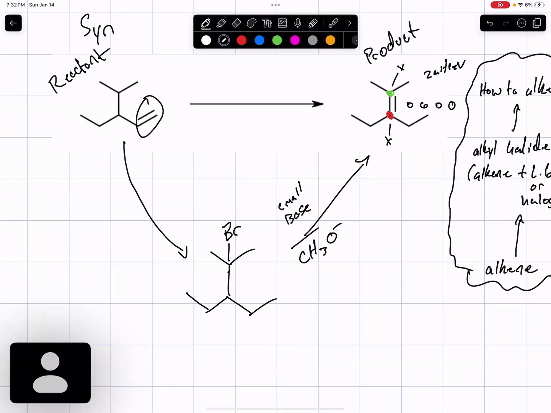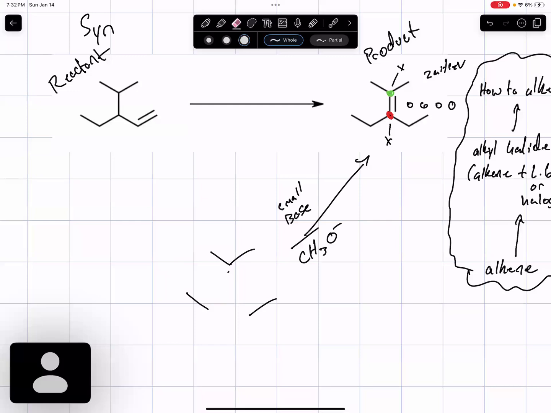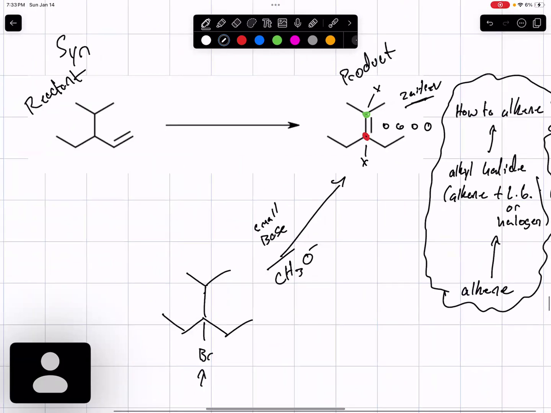So we know that it's not the carbon in green. It must be the carbon in red. So it must have been originally placed here in red. And so this small base still works. A small base with this alkyl halide makes the Zaitsev alkene. This still works. All right, cool.